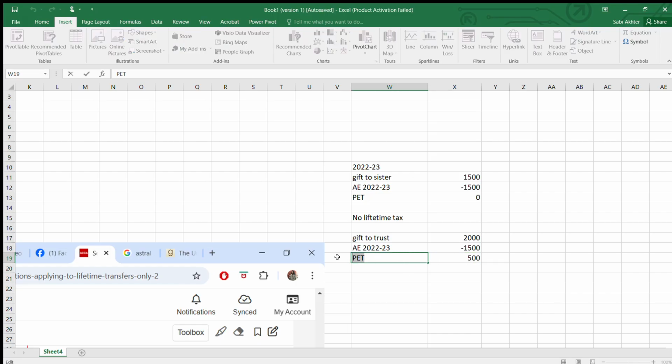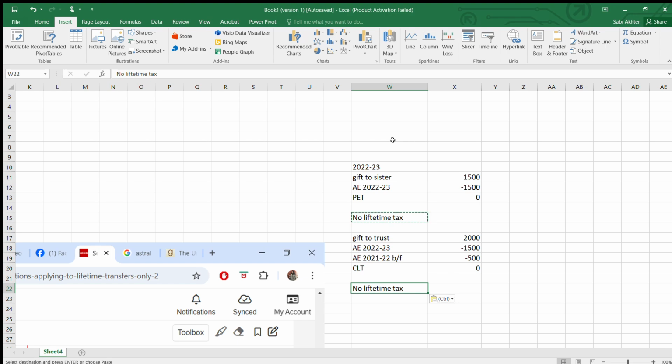You can use the brought forward annual exemption from the previous year to utilize this 500. So AE 2021-22 brought forward. We are assuming the 3,000 is available. So it would be minus 500. Now, the sum function. So here also nothing, but this is a chargeable gift. It's a chargeable lifetime transfer, CLT, because it is to the trust. Here also no lifetime tax.